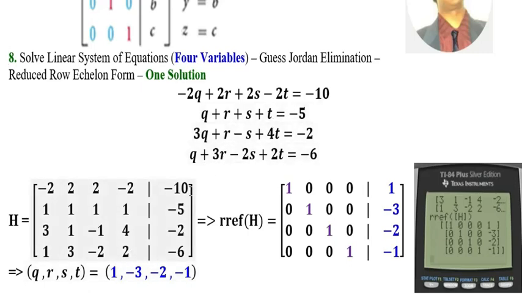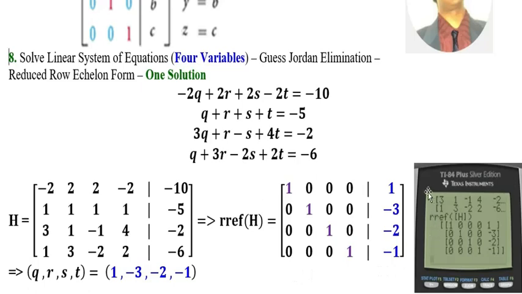Augmented with minus 10, minus 5, minus 2, minus 6. And when we do RREF of H, we get 1, 1, 1, 1 in the diagonal, 0 above the diagonal, 0 below the diagonal, augmented with 1, minus 3, minus 2, minus 1. That means Q equals 1, R equals minus 3, S equals minus 2, T equals minus 1.